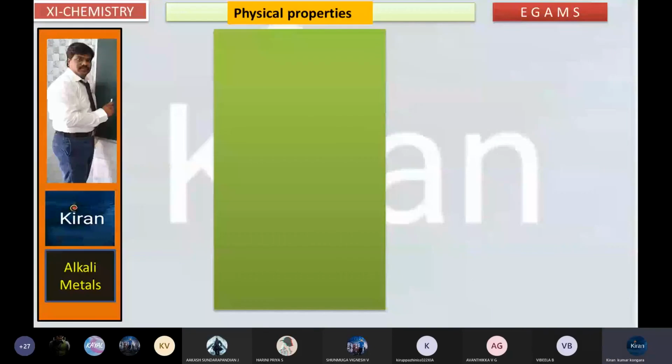Next topic is physical properties. What are the physical properties? As per the syllabus, we are going to discuss them. Number one is atomic radius. Atomic radius means what? The distance between the center of the nucleus and the outermost shell.